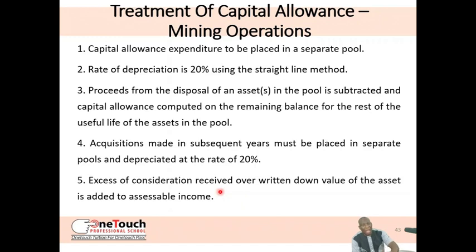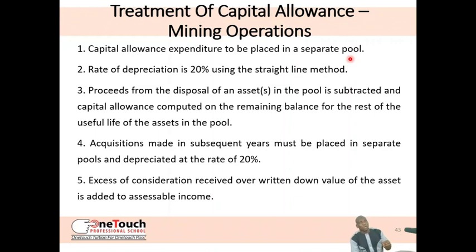So it means that under mining operations, number 1, the first step is to establish the capital allowance expenditure to be placed in a separate pool. We mentioned some that are before actual production, like reconnaissance license, prospecting license, the mining rights. These are all pre-production costs. You put them in a pool. Then you have actual fixed assets, especially when you start commercial production: plant and machinery, mining equipment, motor vehicles, computers. So in the year of acquisition, you put them into another separate pool.